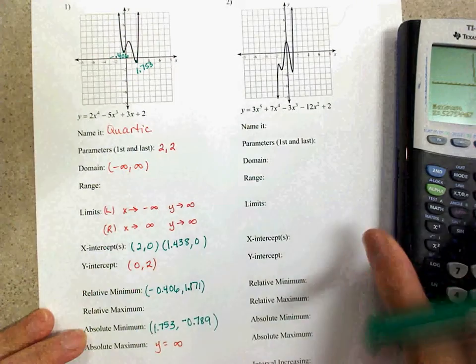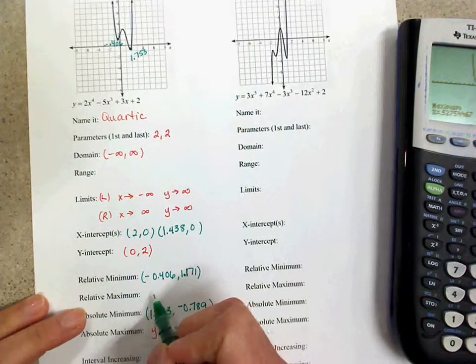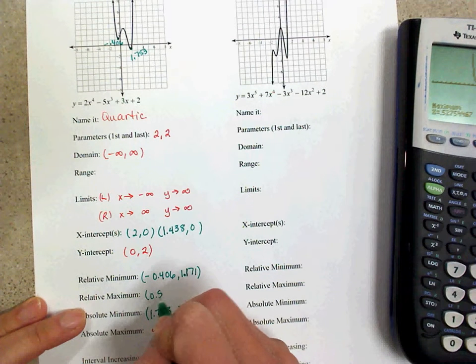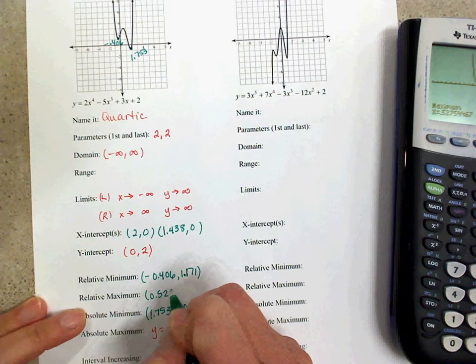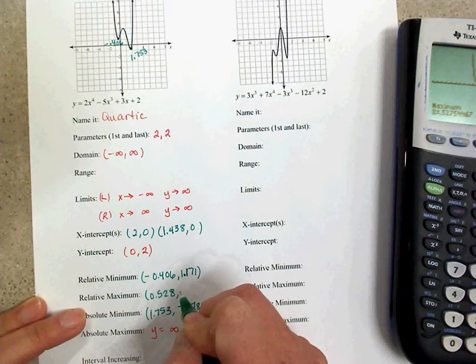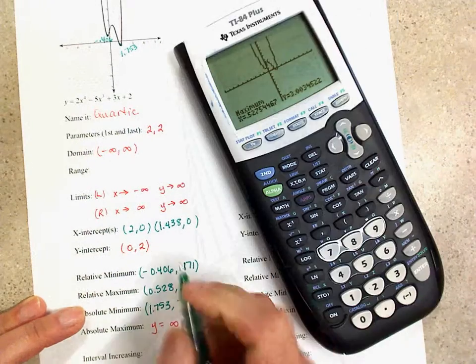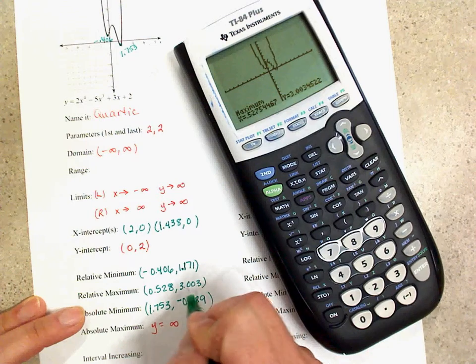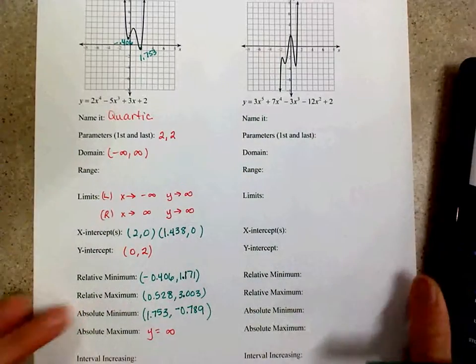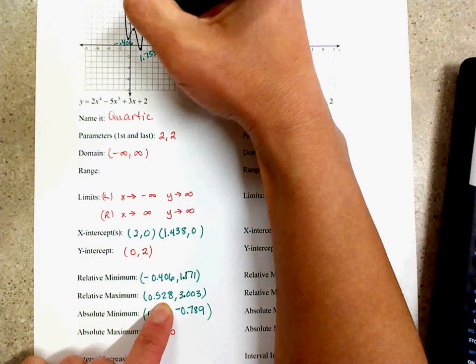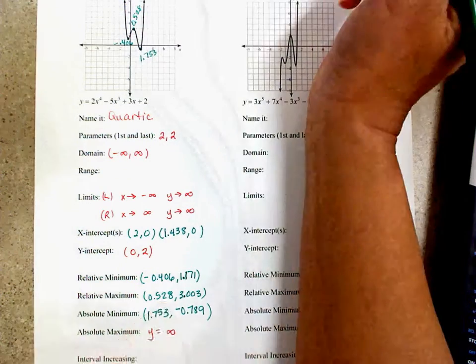That is a relative maximum because it's not your highest, okay? So that is 0.528, comma, 3.003. There you go. All right, go ahead and write your maximum right there, 0.528, and that will help you a lot.